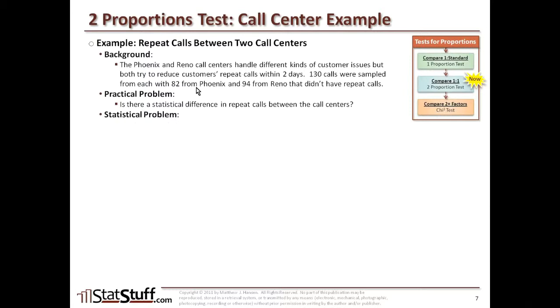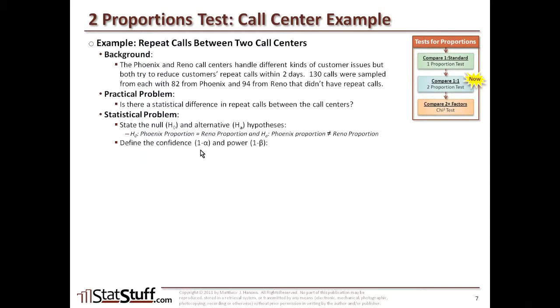So what we want to do is convert the practical problem to a statistical problem. We'll start off by stating the null and alternative hypotheses, where the null hypothesis is that we're assuming no difference. They're both innocent. There is no difference between the proportions of both locations. The alternative says that there is a difference between them. They're not equal to each other. We're also going to accept the traditional or default value for the alpha risk and beta risk, where our confidence level is going to be 95% and power level is going to be 90%.